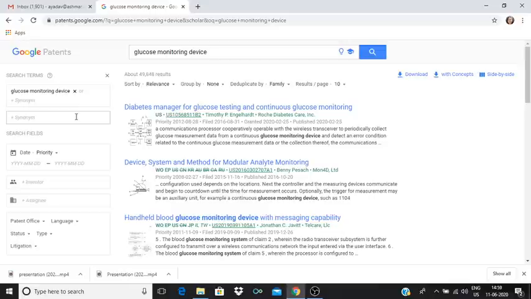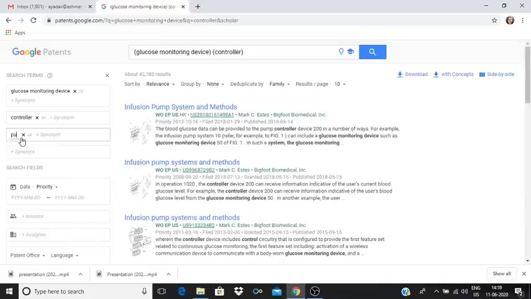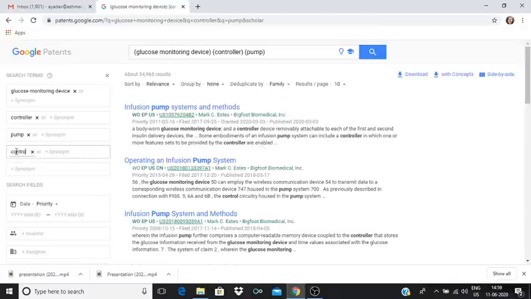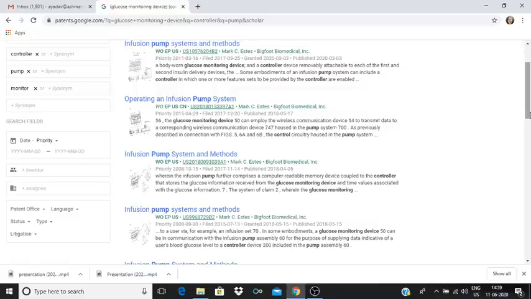We can also use synonyms and limit our search. Suppose we want to use synonyms like controller, pump, controller, we already used. It could be a monitor. So we can put as many synonyms as we like to fine tune our search. We can also put the priority date and the format has to be year, month and date.